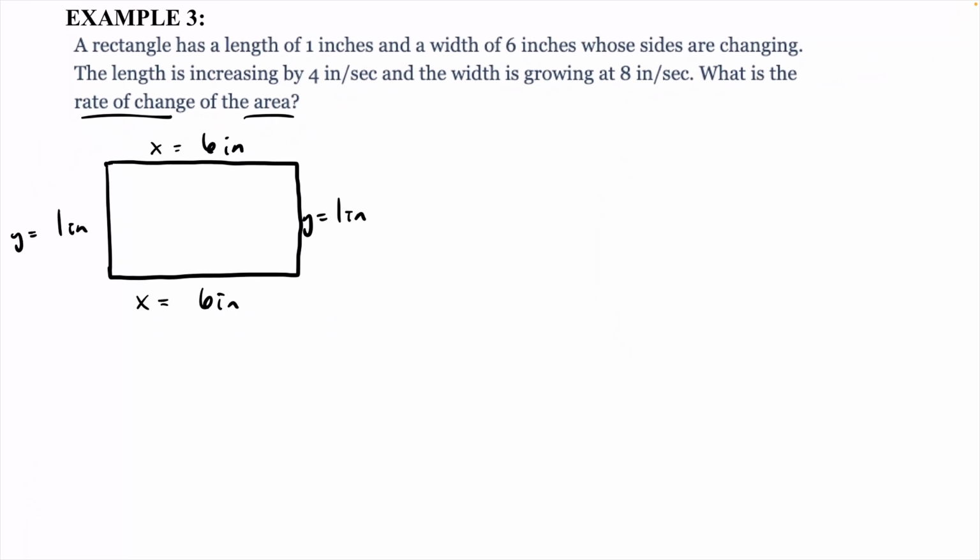So we know a couple things. We know x, that's one of the sides, is 6 inches. We know y, the other side, is 1 inch. Those aren't rates, those are actual distances, so they don't get a time.